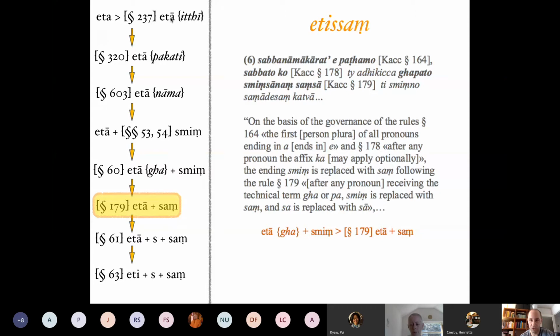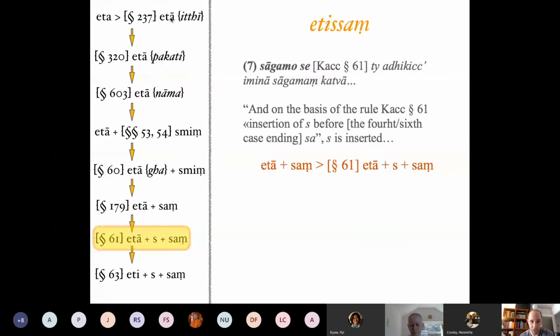Here, our situation was that eta, which is a ga form, plus smim, locative singular. Because it is a ga form, this smim will be replaced with sam, and then we get eta sam, right? I hope we are not lost. Maybe I will get lost at some point. But, good. So we are here.